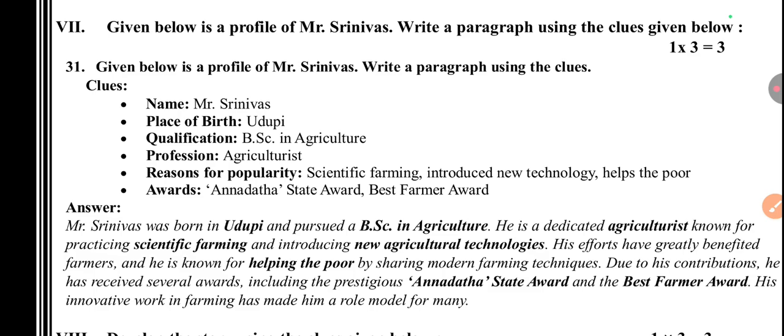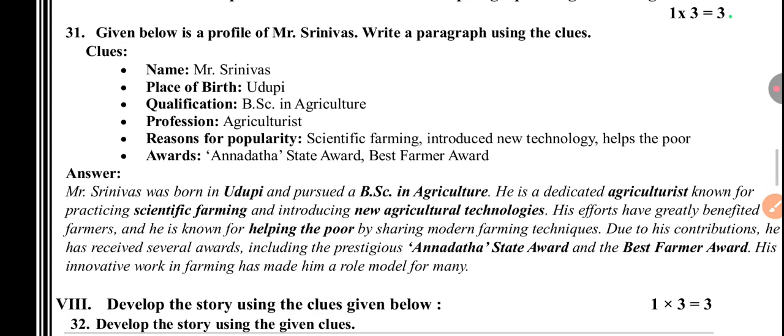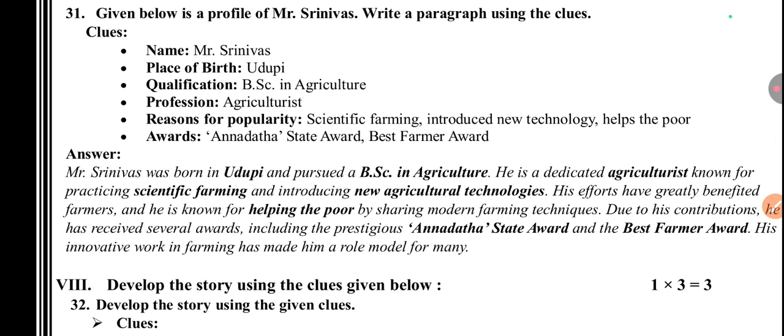Question main number 7. Given below is a profile of Mr. Srinivas. Write a paragraph using the clues given below. Name Mr. Srinivas, place of birth Udupi, qualification BSc in agriculture, profession agriculturist, reason for popularity scientific farming, introduced a new technology, helps the poor, awards Annadata, state award, best farmer award.